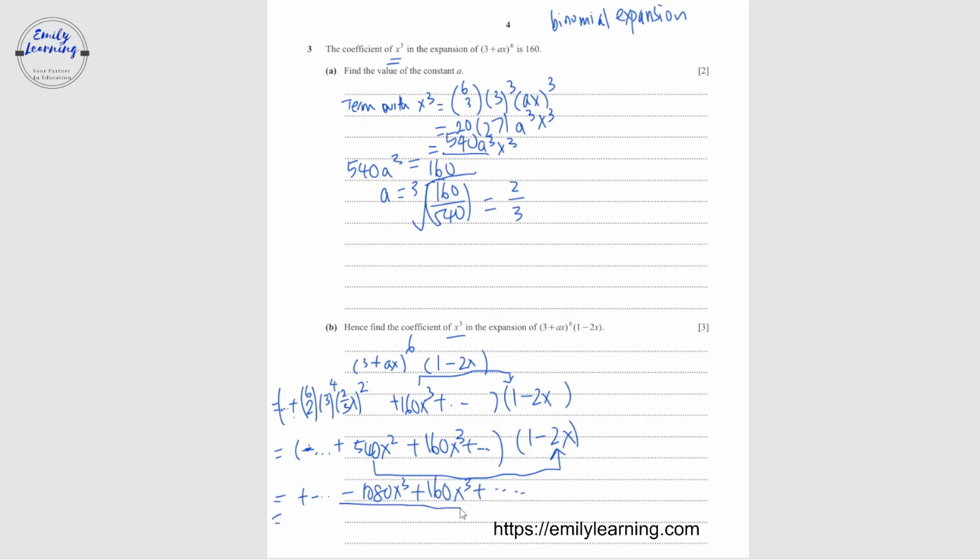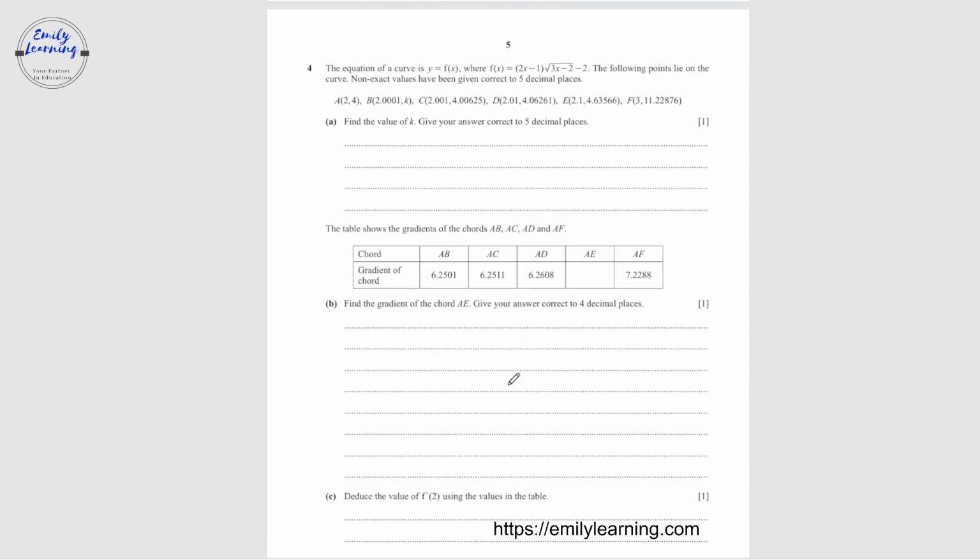Okay, so now let's do this. Minus 1080 plus 160, I get negative 920x cubed. So let's write in the coefficient. It goes to negative 920. Because this is the coefficient of x cubed, it's just minus 920. Alright, with that, let's move on to question 4.